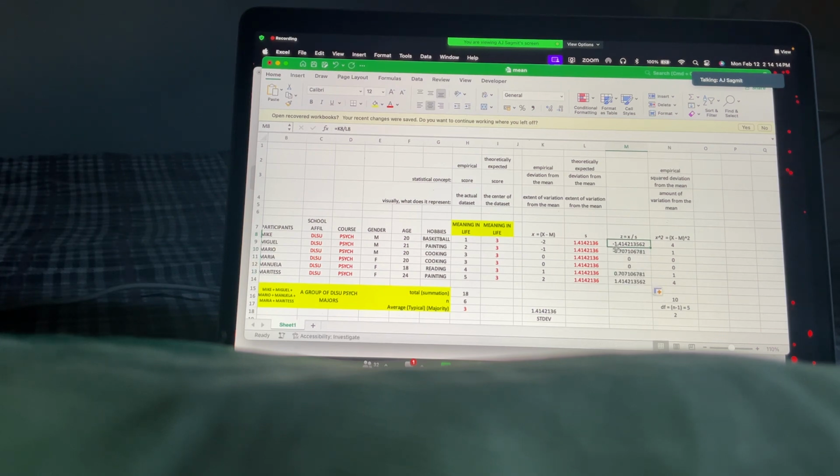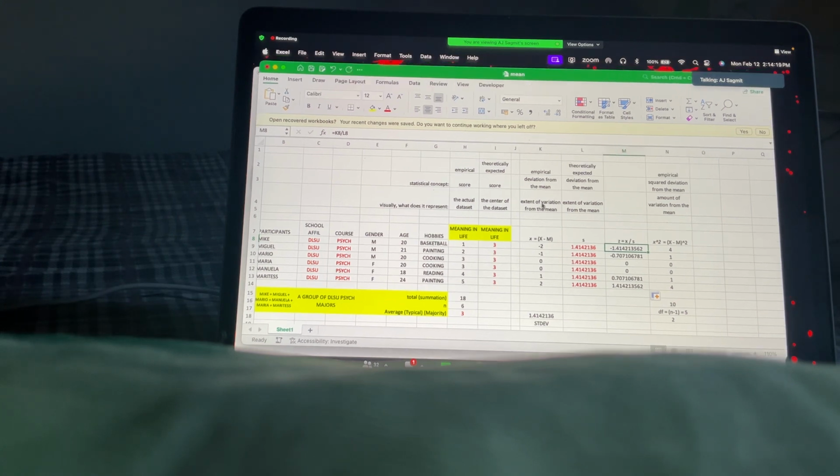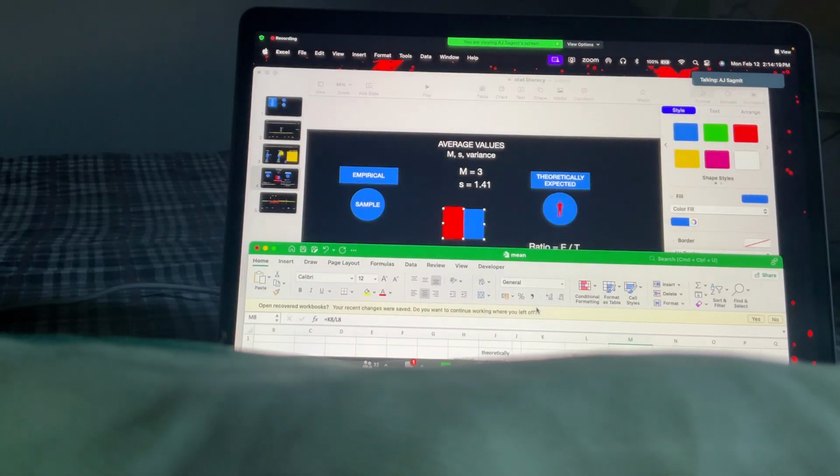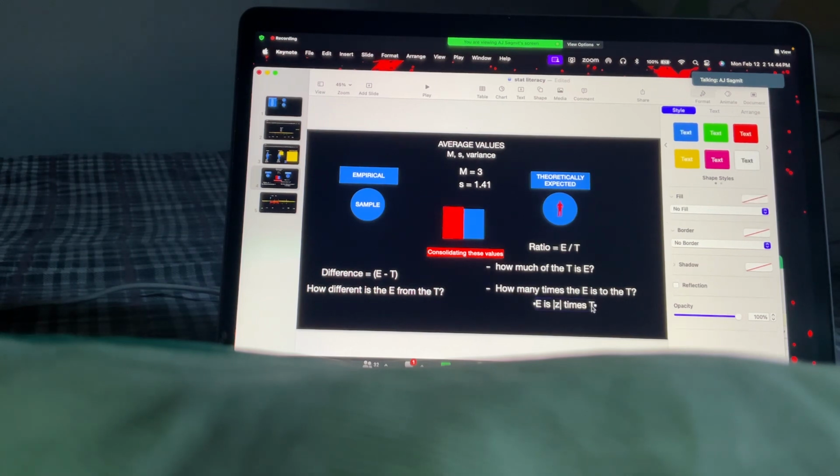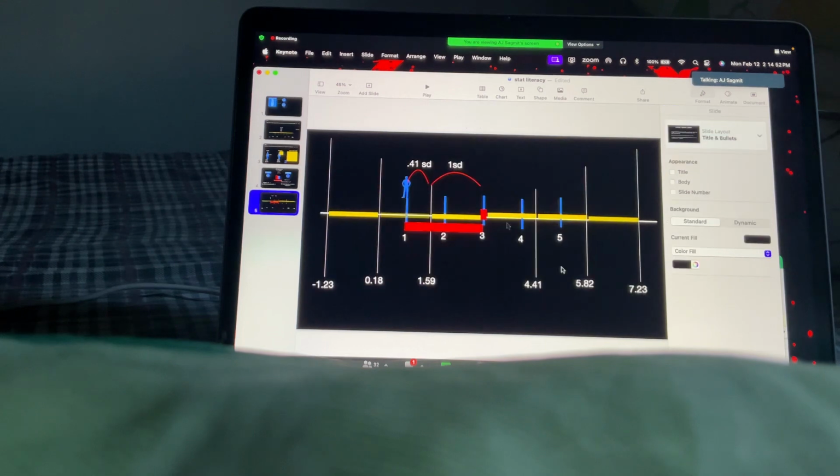So how do you read this? We usually look at the absolute value of the z-score, so 1.41. So you're now saying that the deviation from the mean that you empirically observed is 1.41 times the theoretical or expected deviation from the mean. Ganun lang siya. Or 1.41 of the theoretical is equal to the empirical. Kaya nyo pa 3 minutes? So this is how you represent it.